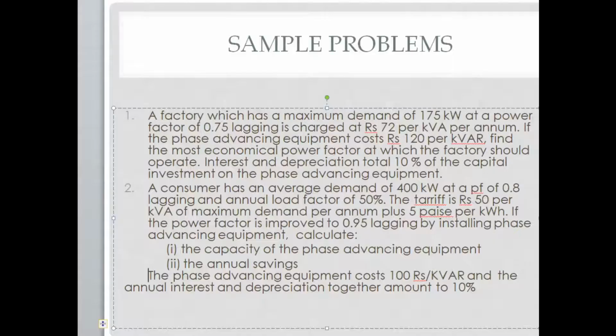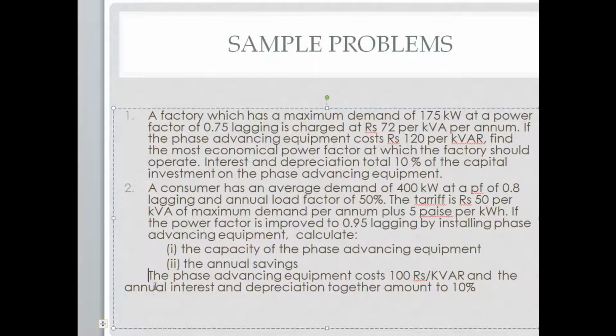So for the second problem, a consumer has an average demand of 400 kilowatts at a power factor of 0.8 lagging and an annual load factor of 50%. The tariff is 50 rupees per kVA of maximum demand per annum plus 5 paise per kilowatt hour. If the power factor is improved to 0.95 lagging by installing phase advancing equipment, calculate number 1, the capacity of the phase advancing equipment, and number 2, the annual savings.